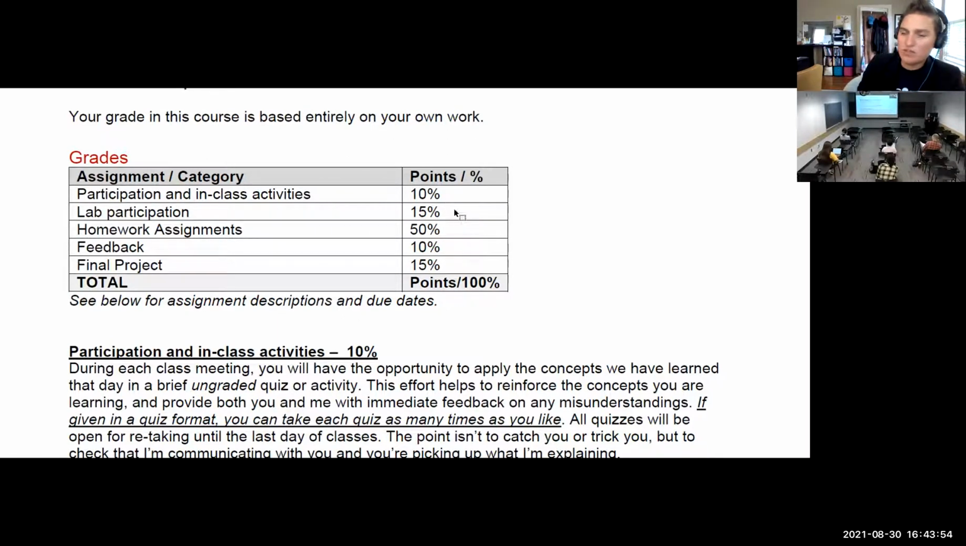Lab participation, which is what you'll do with Susan, that's going to be 15% of your grade. Homework assignments are going to be 50% of your grade. There are 10 homework assignments. You'll have one just about every week, and that will make up 50% of your grade. Feedback is providing feedback to your peers, and then we have a final project. You will notice that there are no exams because I don't believe in them.